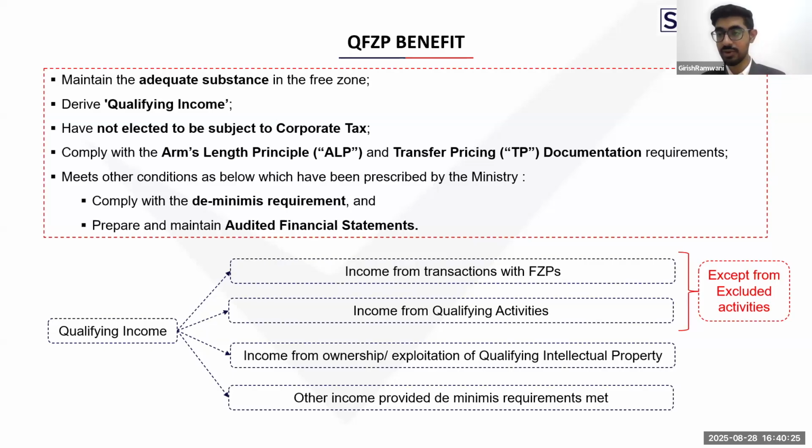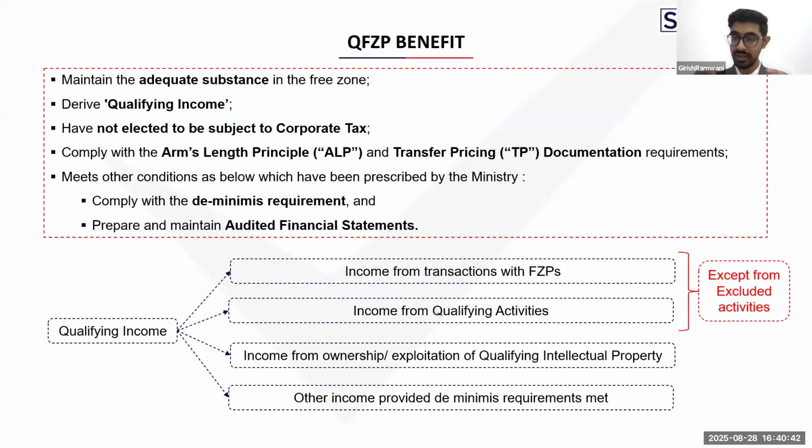However, any income from excluded activities will not be considered as qualifying income. We'll see briefly what the list of qualifying activities and excluded activities is. Then any income from exploitation of qualifying intellectual property is also going to be considered as qualifying income.